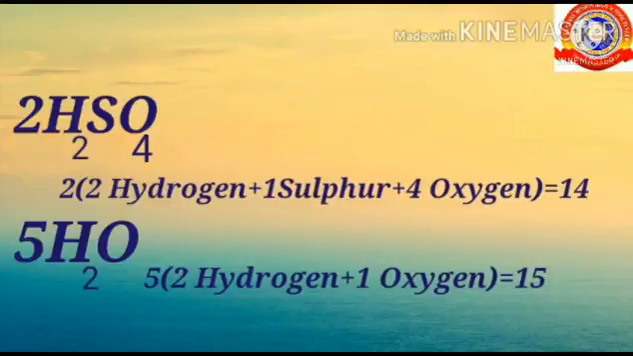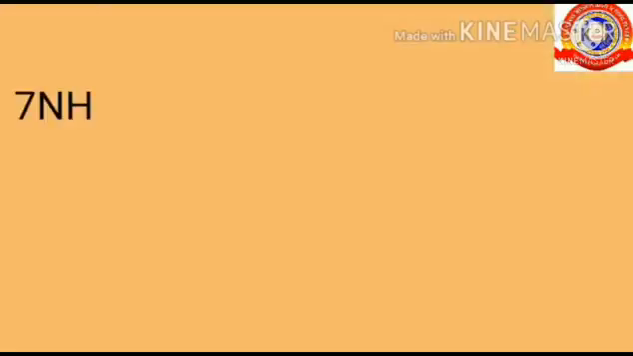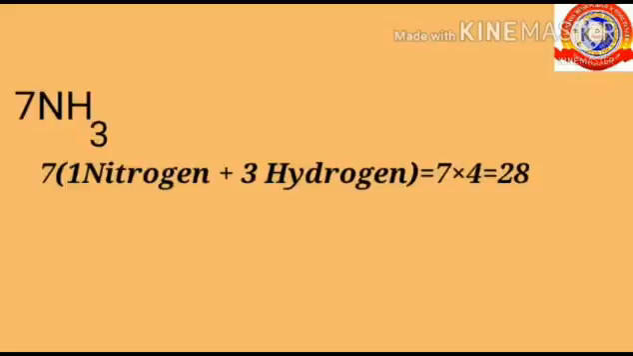Next we are going to calculate for 7 molecules of ammonia. How to calculate the total number of atoms in 7 molecules of ammonia? Yes, the number of nitrogen atoms present is 1, hydrogen atoms is 3. So 7 into 1 plus 3, 1 nitrogen atom plus 3 hydrogen atoms. That means 7 into 4 equals 28.